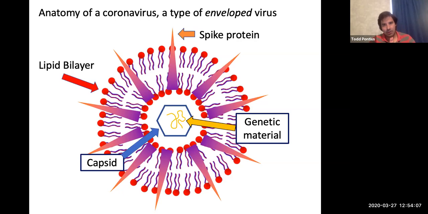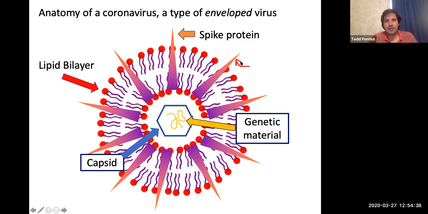It has the genetic material in its core, in this case RNA. It's surrounded by a protein capsid that acts as a way of protecting the genetic material. And then around it, it has this lipid bilayer. And that lipid bilayer is what soap exploits to destroy the virus.